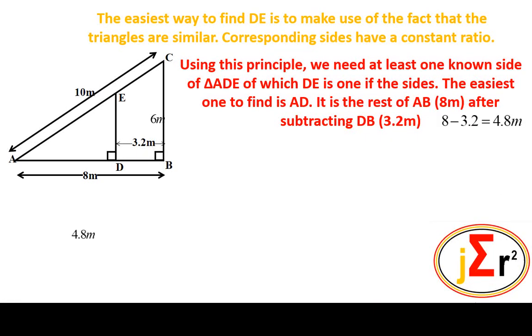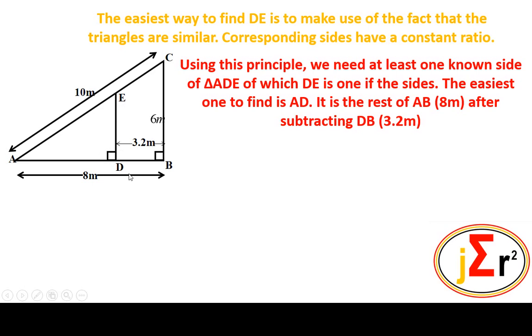What do we mean when we say that the ratio is constant? It means that if we compare mathematically the lengths of CD and ED, then that factor of comparison will be the same as if we compare AD to AB. However, for us to make use of the fact that the triangles are similar, we need at least one of the sides of this triangle, of which DE is one of its sides.